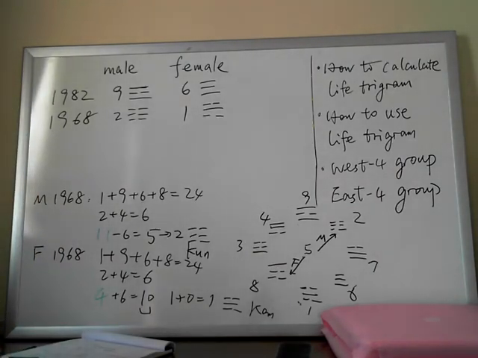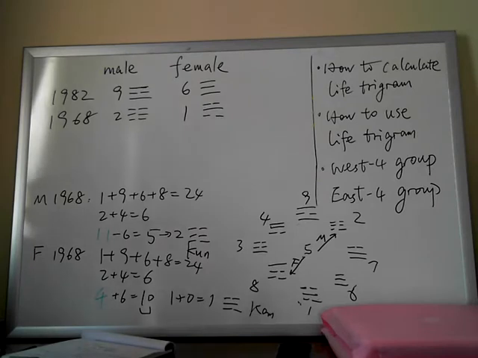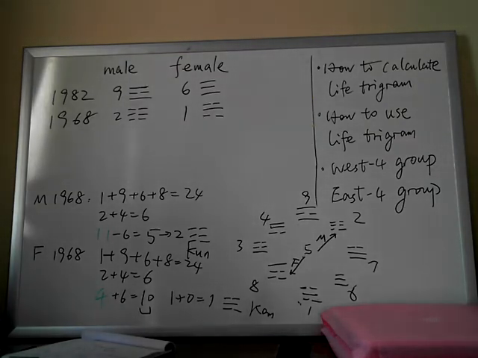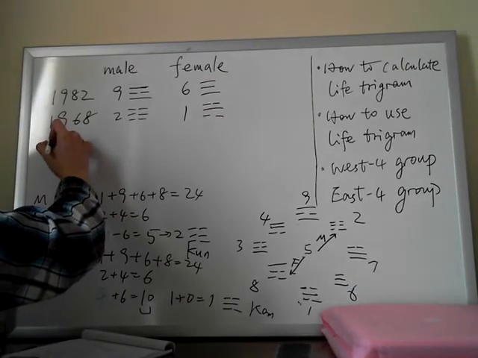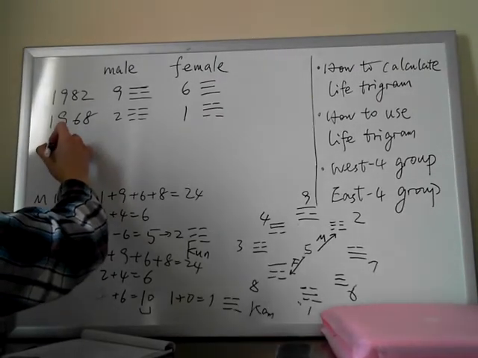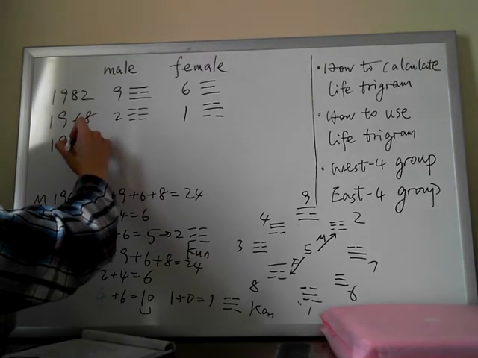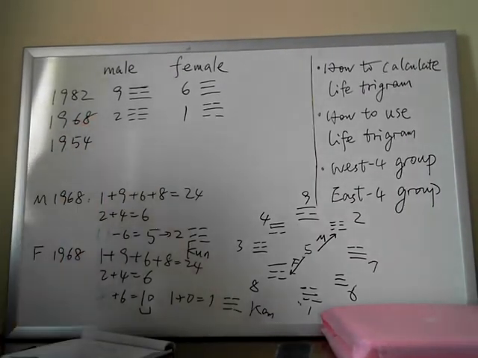One more example. We'll give you one more example. How about a female, a person born in 1954?